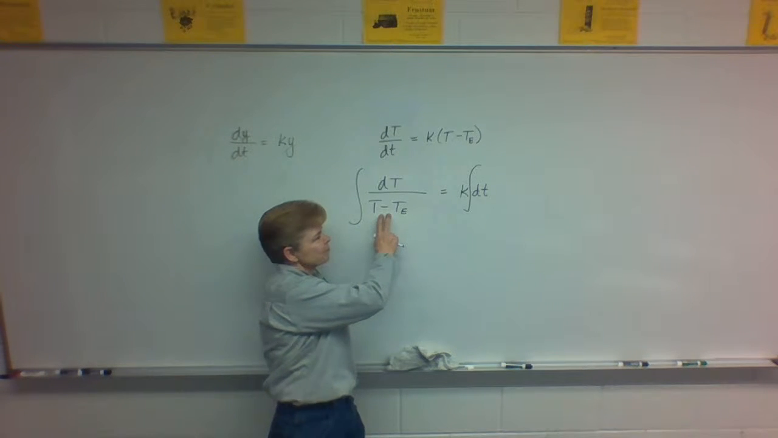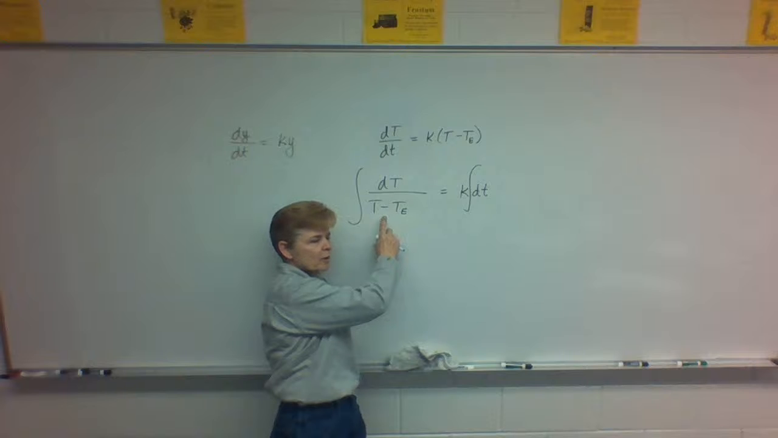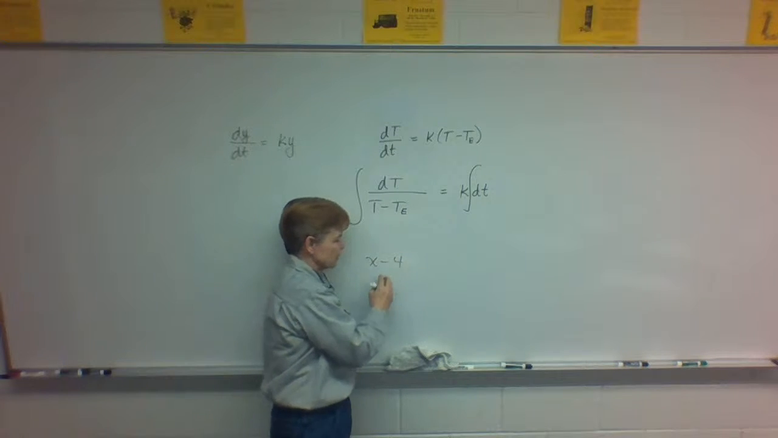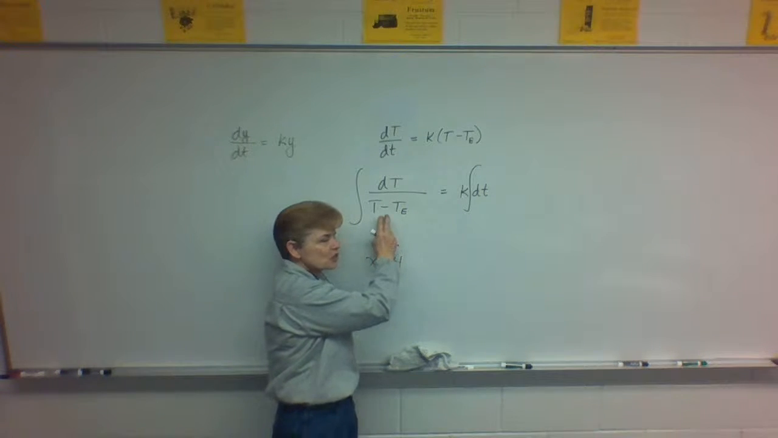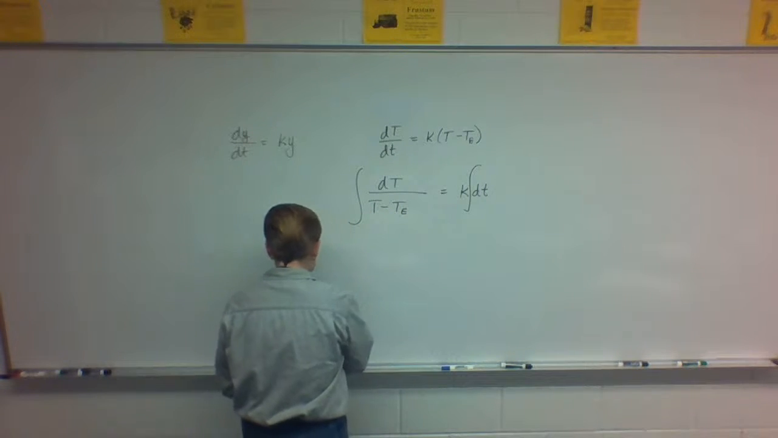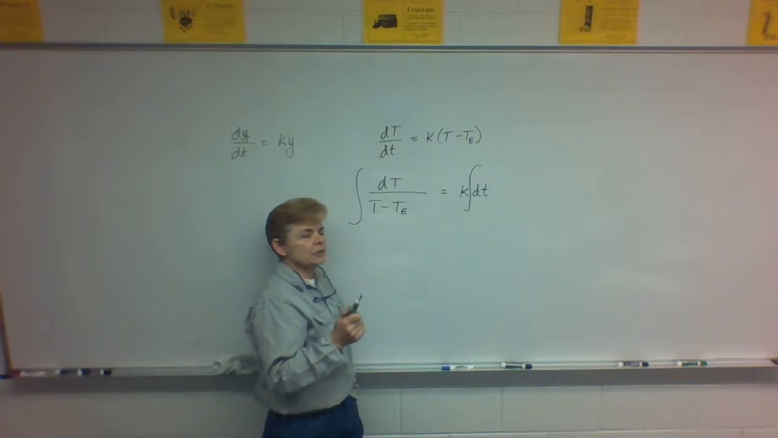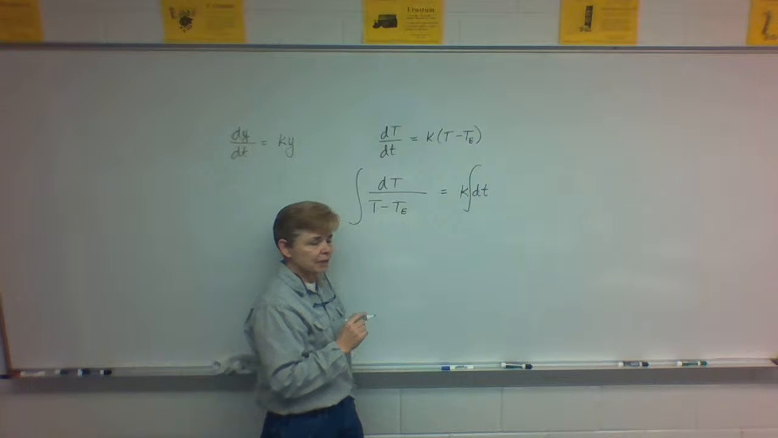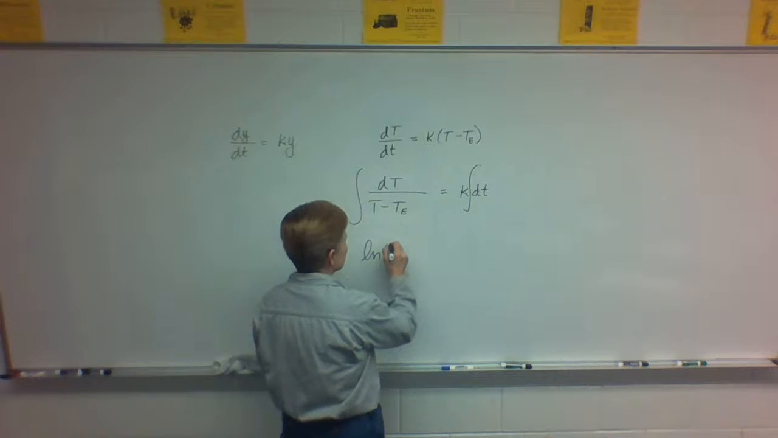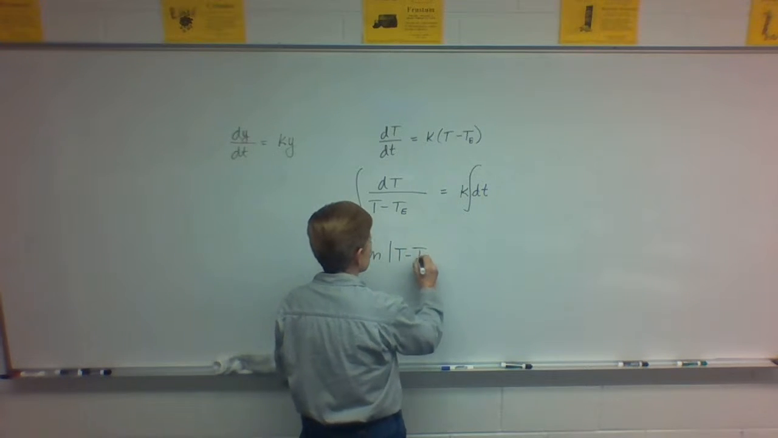This thing right here, even though it's a difference, is a linear difference. What do I mean by linear? This thing's constantly changing, so this is a variable, and this is a constant number. That's like saying x minus 4. Can you see that that's linear? And only if you have a linear denominator can you use a logarithm to anti-derive. So the antiderivative of this is the natural log of T minus Te.